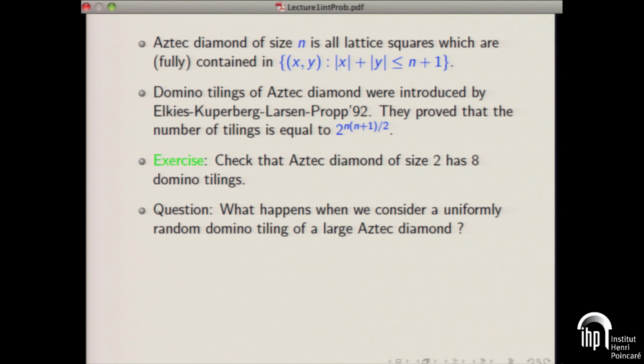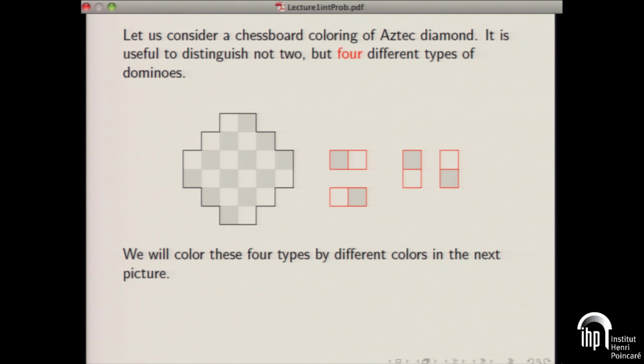So these questions will be probabilistic, so how this random object looks like, and this will be our main example, our first example of this large random object that we want to study. In order to show some picture, we will actually consider 4 types of dominoes. It's quite clear that there are 2 types of dominoes, horizontal and vertical, but actually it makes perfect sense here to consider 4 types of dominoes.